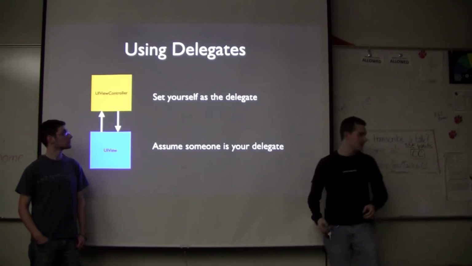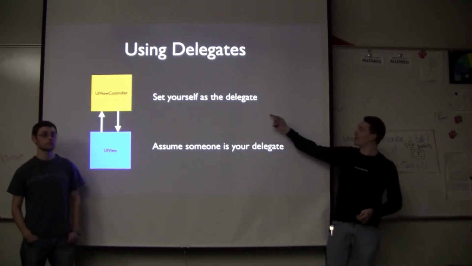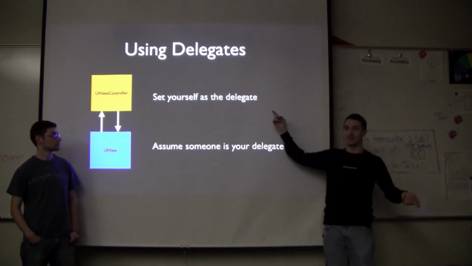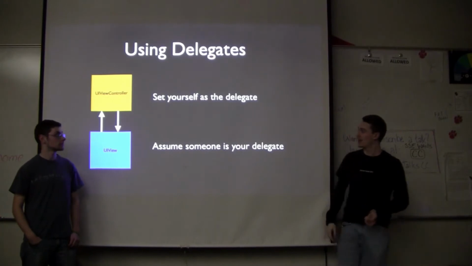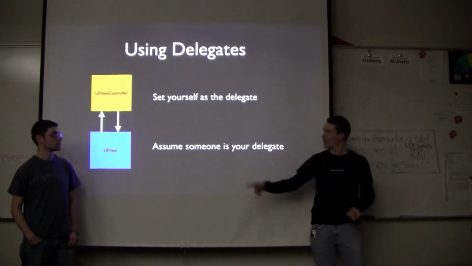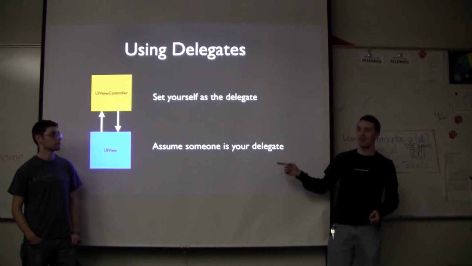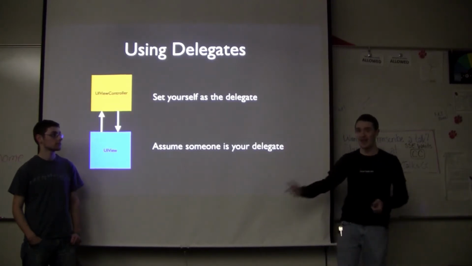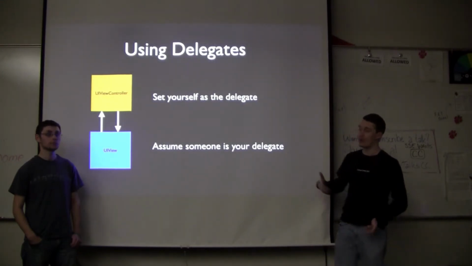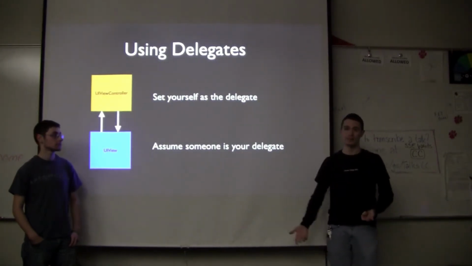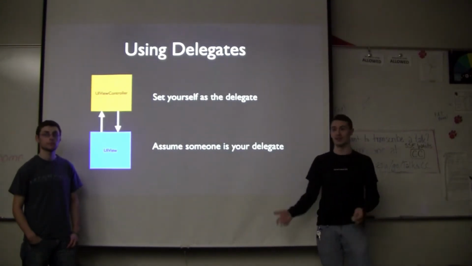So, if you're the view controller, you set yourself as the delegate most of the time, because you probably implement all the methods, and you probably have the data. That's just the nature of the view controller. And if you're the UI view, you assume someone is your delegate. Most of the time, in Objective-C, it's okay to pass messages to nil, so it won't be bad if there's no delegate. Most of the time, there is a default property if there is no actual implementation of the method within the delegate object.